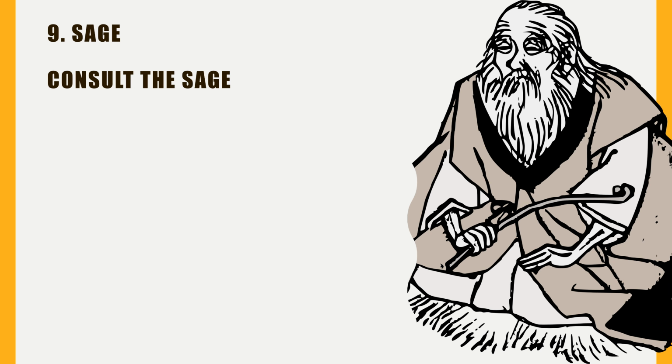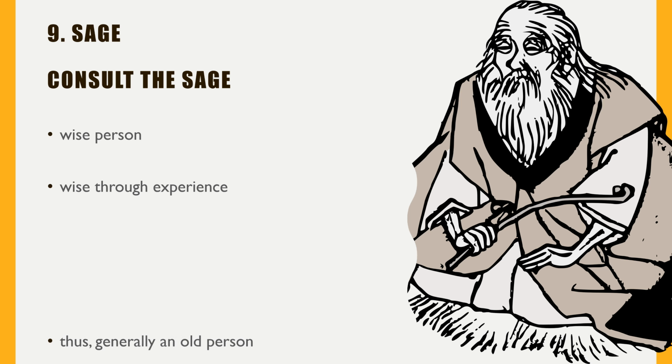Sage. Consult the sage. Sage is a wise person. So if you need advice, you would go to a sage. But a sage is generally wise through experience. So it implies that it's someone old that you go to. So we generally imagine a wise old person of the village that everybody goes to for advice. Adjective is sage, so you can say sage advice. I need some sage advice.